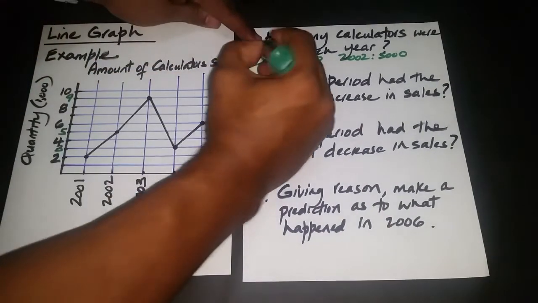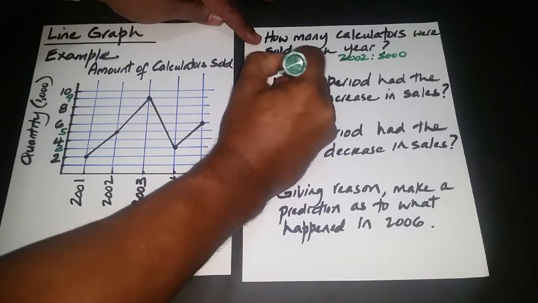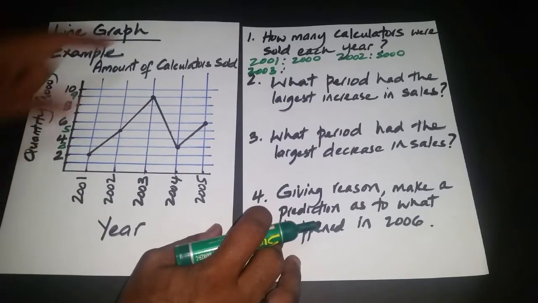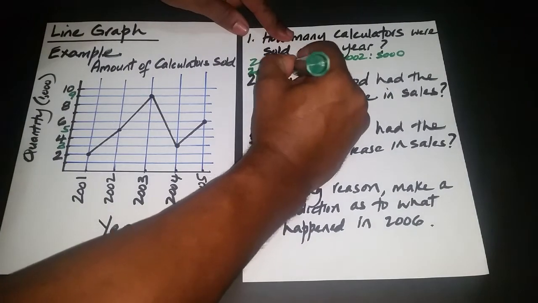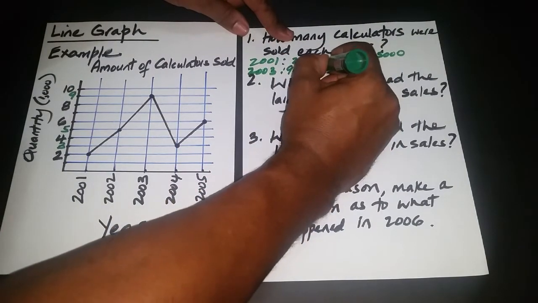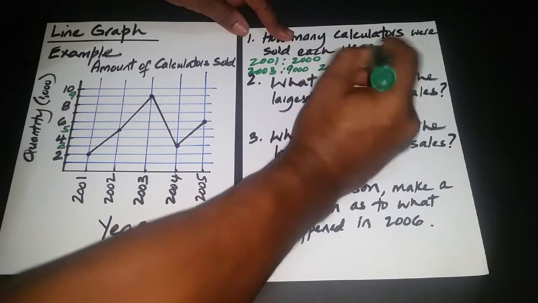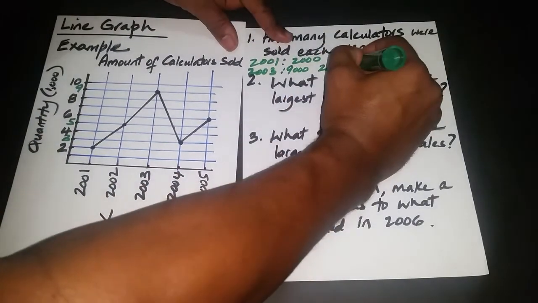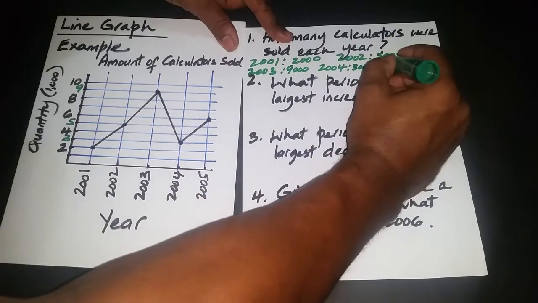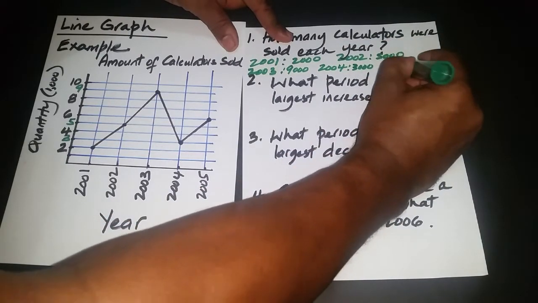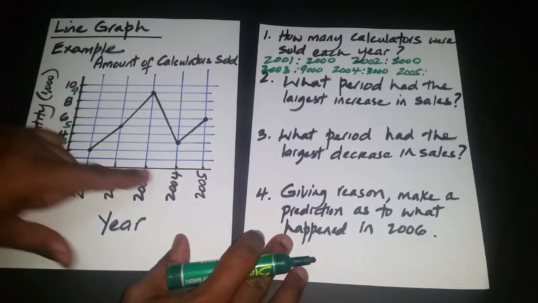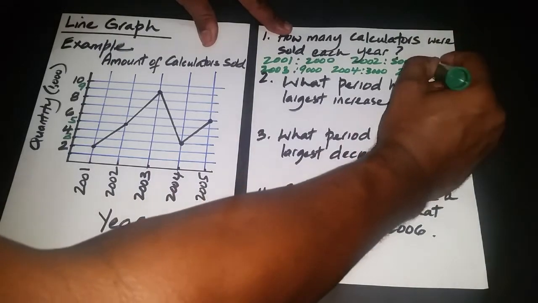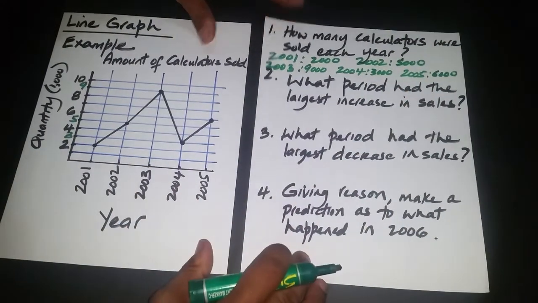Now for 2003, let's get to that. 2003, which is here, you can clearly see that 9,000 calculators were sold. So let me just indicate that. In 2004, 3,000 calculators were sold. And finally in 2005, you can clearly see that 6,000 calculators were sold. So we have question 1 answered.